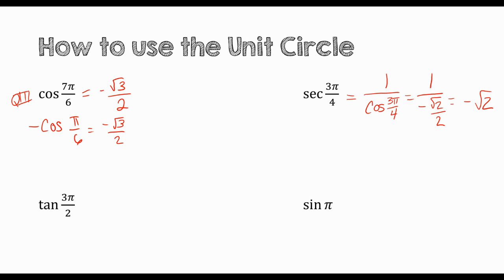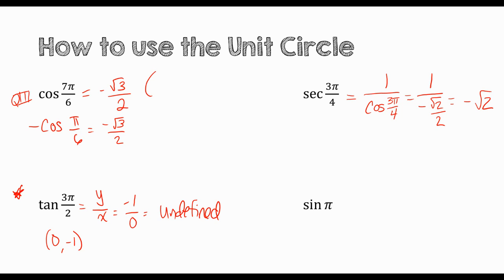All right, tangent of 3 pi over 2. This is special because it's a quadrantal angle. Tangent we know to be y over x. 3 pi over 2 is the point 0, negative 1. So I have negative 1 over 0. Unfortunately, because x is 0, this is going to be undefined.